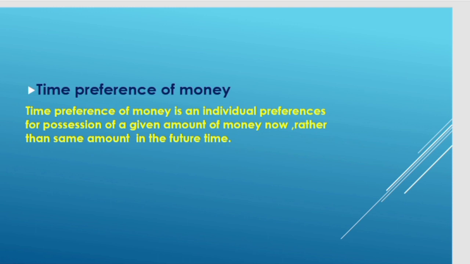Here the term arises: what is time preference of money? Time preference of money is an individual's preference for possession of a given amount of money now rather than the same amount in the future. Let me elaborate it with an example.